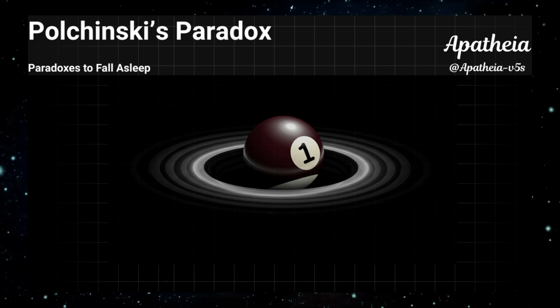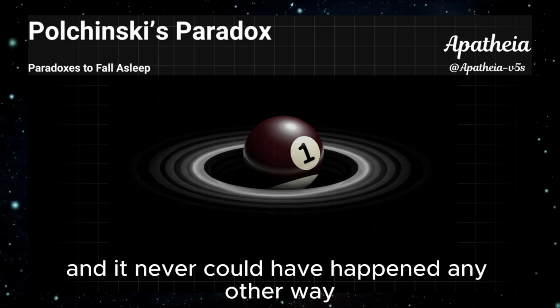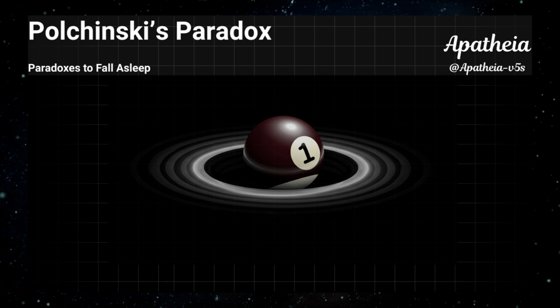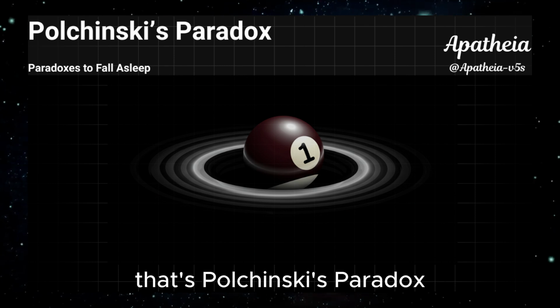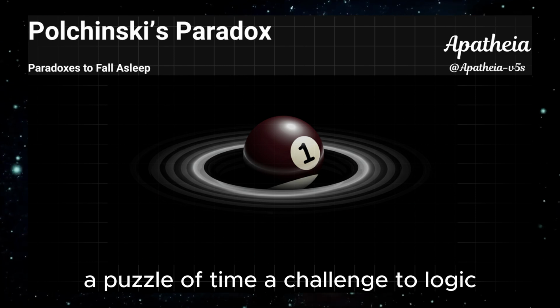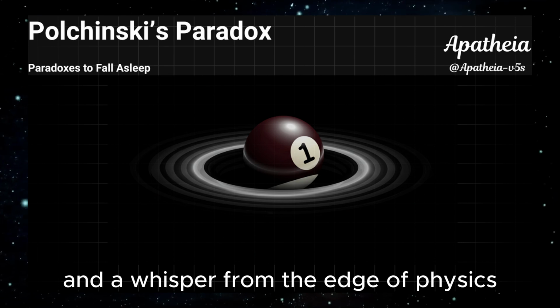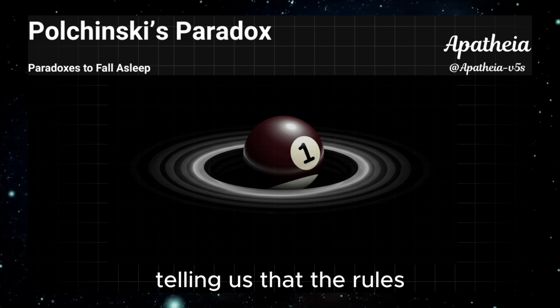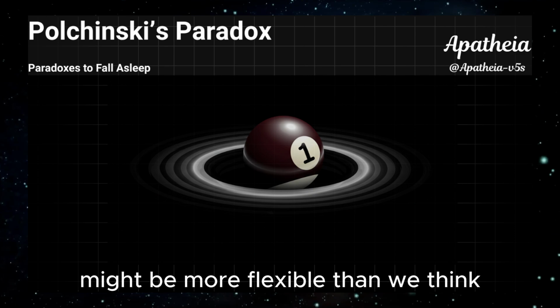So imagine again, a ball rolls across a table, it vanishes into a wormhole, and reappears just in time to strike itself. It was always going to happen, and it never could have happened any other way. That's Polchinski's paradox, a puzzle of time, a challenge to logic, and a whisper from the edge of physics, telling us that the rules might be more flexible than we think.